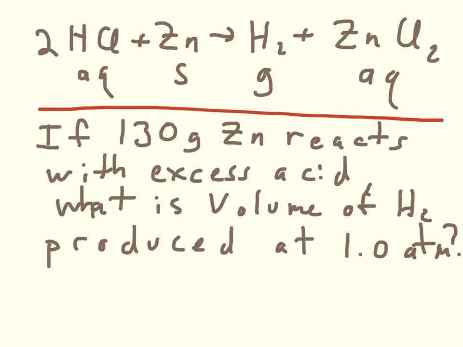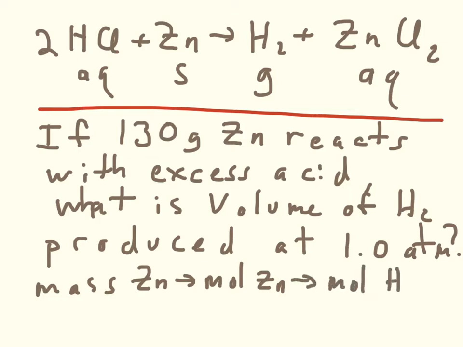Our strategy is that we're starting off with the mass of the zinc. We can go to moles of zinc. From that we can get moles of H2 because we've got the balanced reaction up here, so we know that for every mole of zinc there's going to be 1 mole of gas. And then once we've got the moles of H2, we're going to use the ideal gas law to get the volume of hydrogen. So that's our overall strategy. Let's do the problem on the next page.